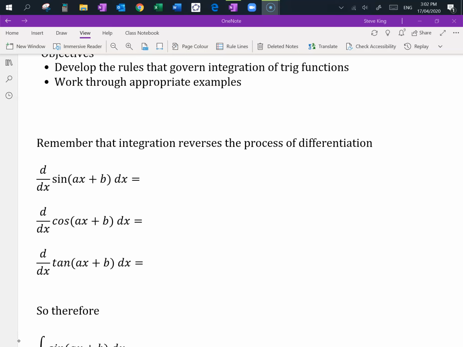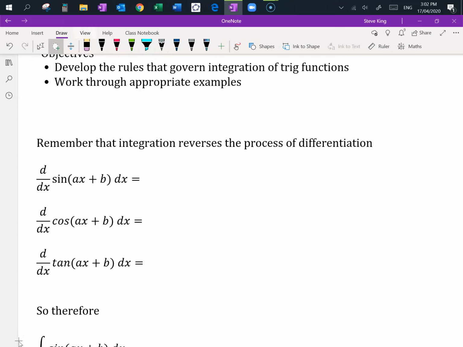So if we take a look at the derivative of sine of ax plus b, remember this is a compound function, so we're going to have to differentiate that part over there first of all, and then differentiate the whole thing. So if I find the derivative of ax plus b, that's going to be a by itself, and then the derivative of sine is going to be cos, the cos of ax plus b. So there we have the derivative of sine of ax plus b.